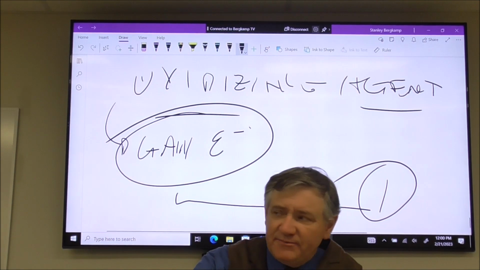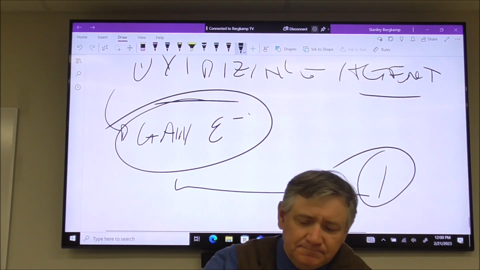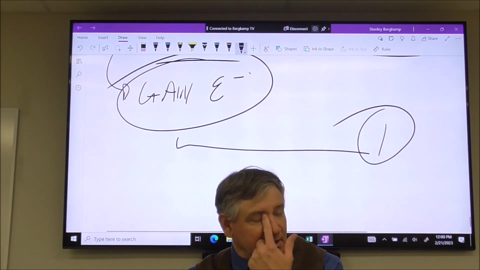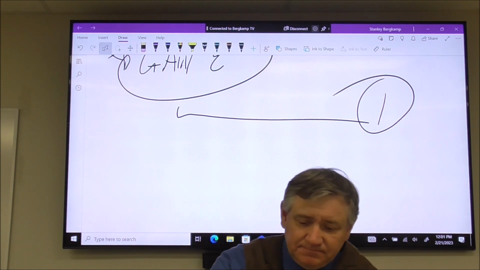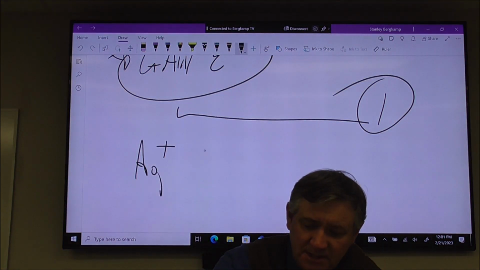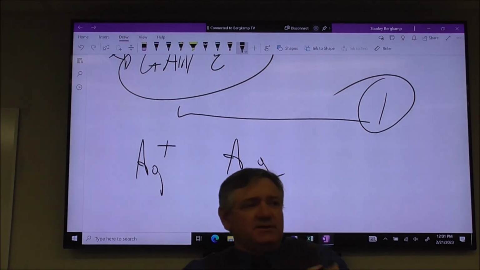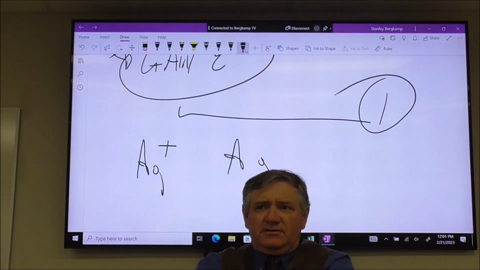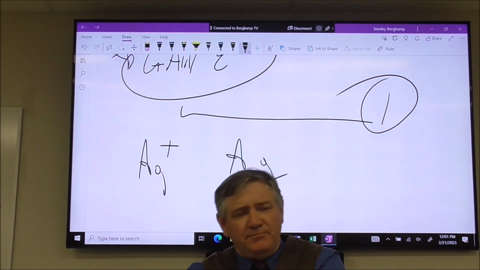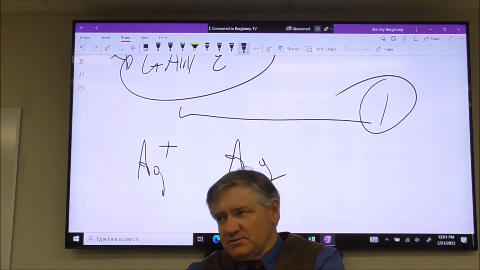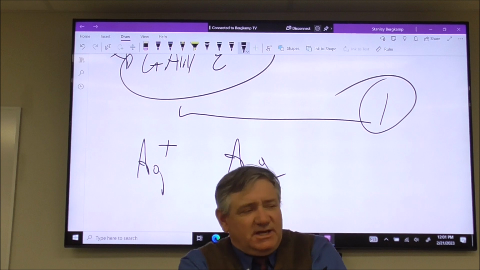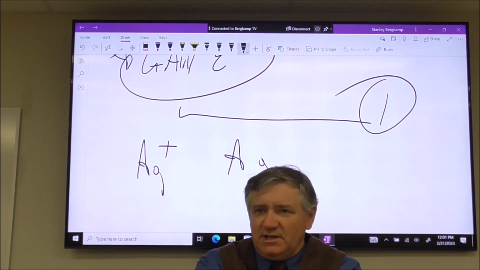So let me say I gave you a choice. I said, okay, which would be the better oxidizing agent? Ag plus or Ag? Let's say we narrow it down to this. Which one would be the better oxidizing agent? Silver ions or elemental silver, or it's the same because it's silver either way?